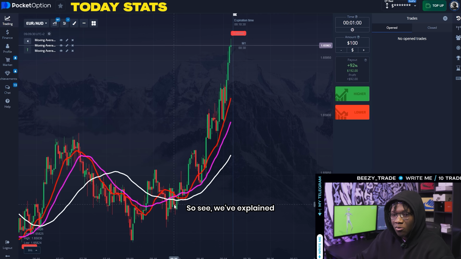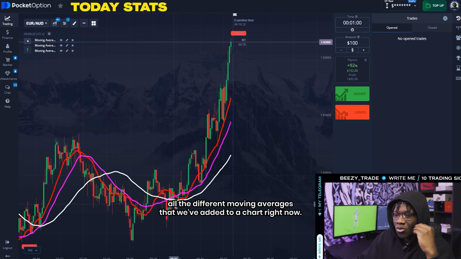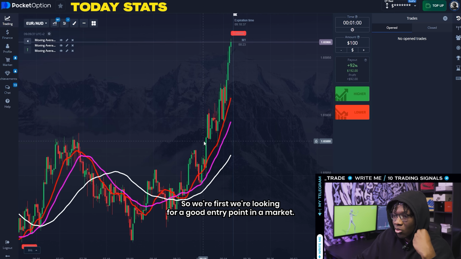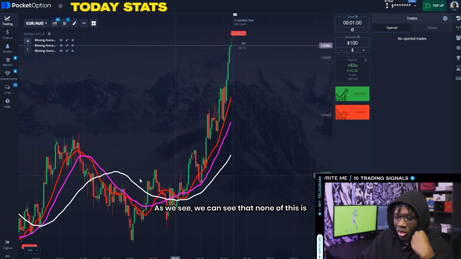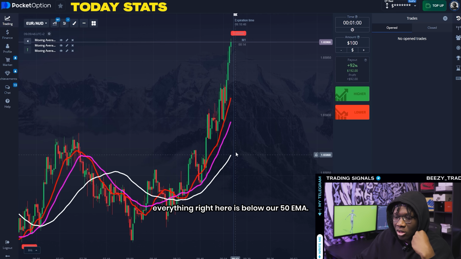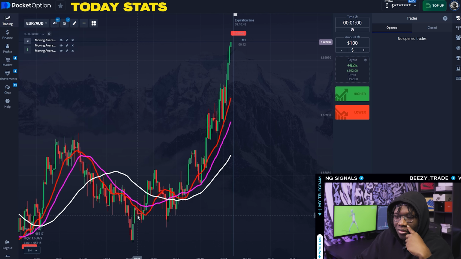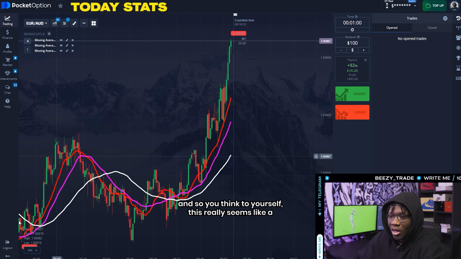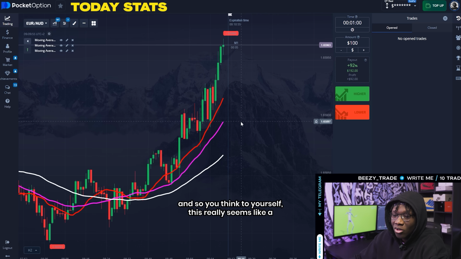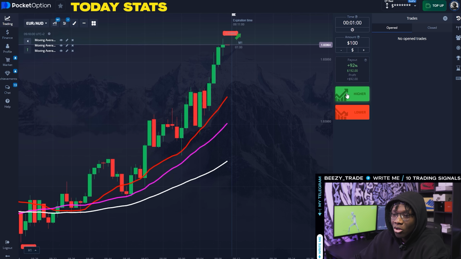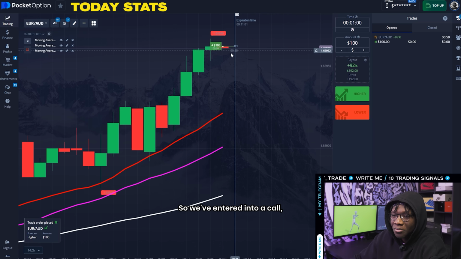We've explained all the different moving averages that we've added to the chart right now, so what we're going to do is start our trading. We're looking for a good entry point in the market. Everything right here is below our 50 EMA. You can see that the market crossed right here and it's been bullish since then. So you're thinking to yourself, this really seems like a no-brainer to enter into a call. So we've entered into a call.